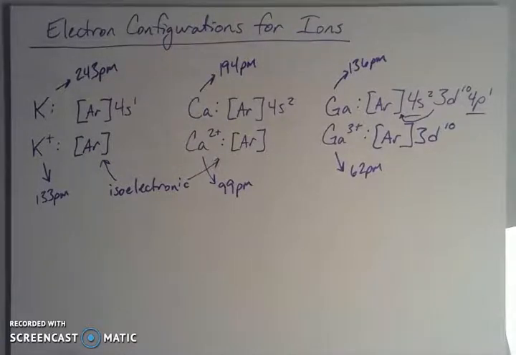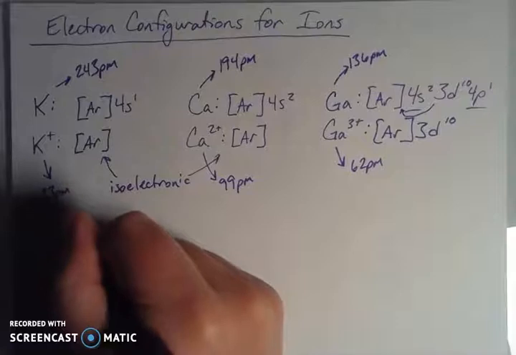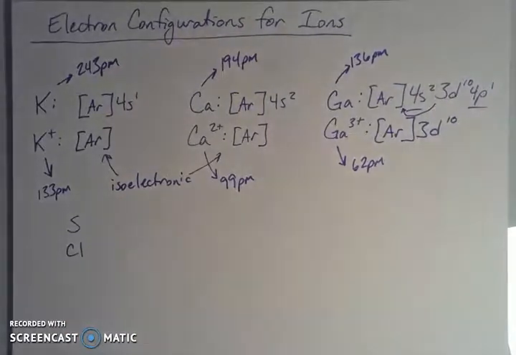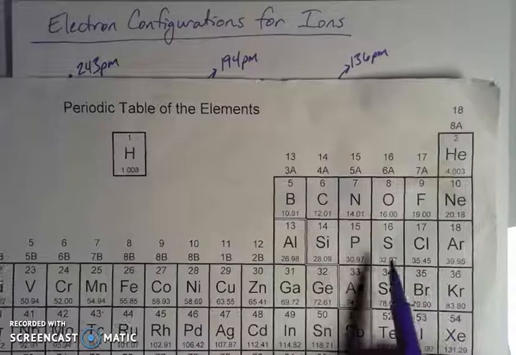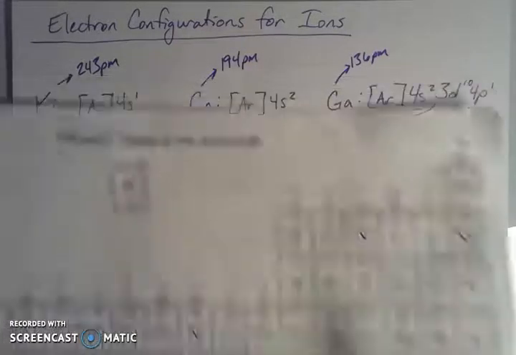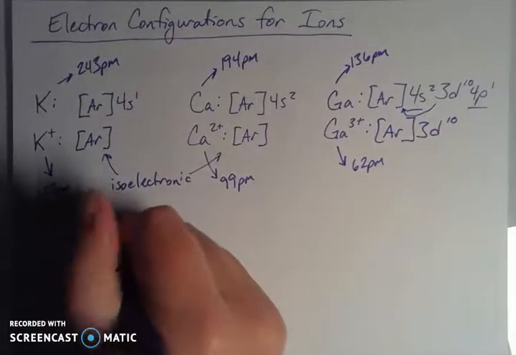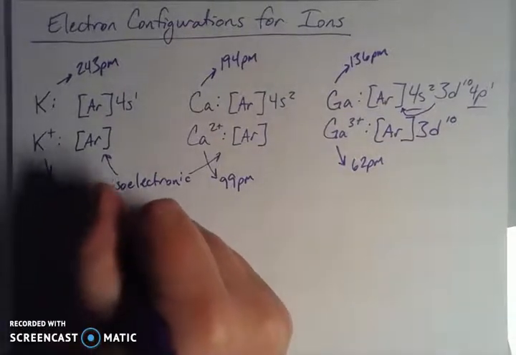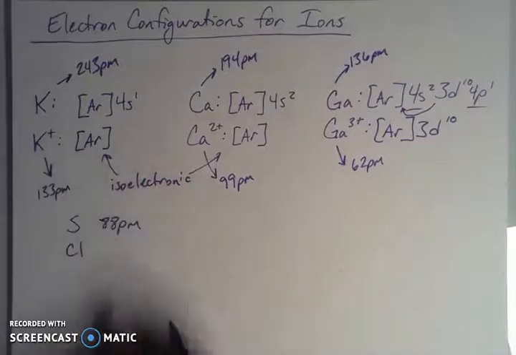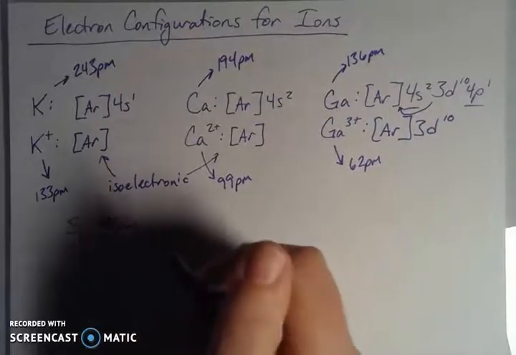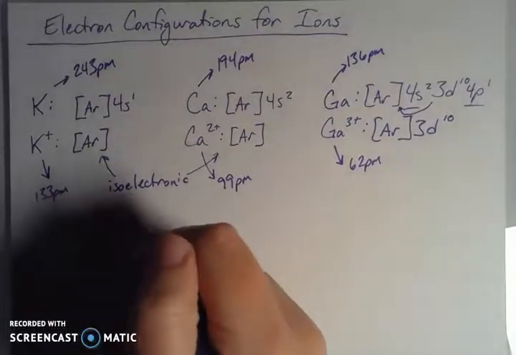So if we think about something like sulfur, and let's go chlorine too. If we remind ourselves where we're at on the periodic table, then sulfur, chlorine. Sulfur is 88 picometers. So it's smaller because it's on that end of the periodic table, and the radii get smaller, and it's also pretty high up on the column, and radii increase as they go down the columns.